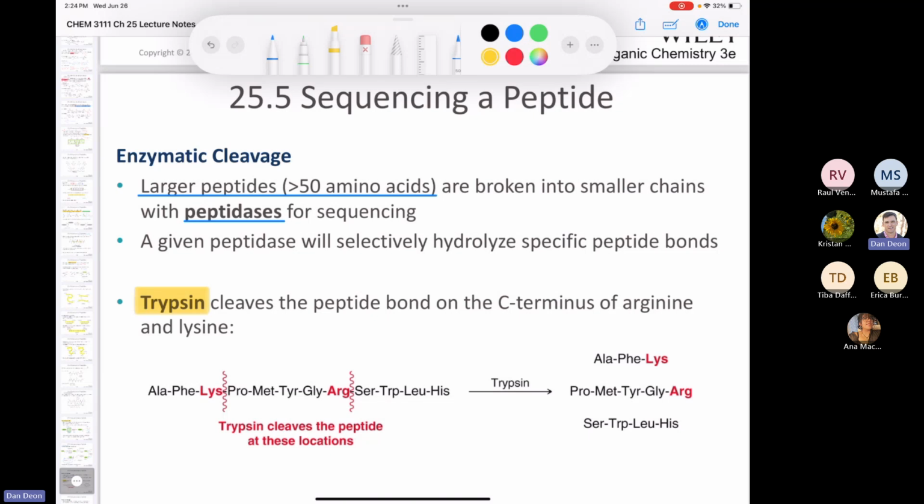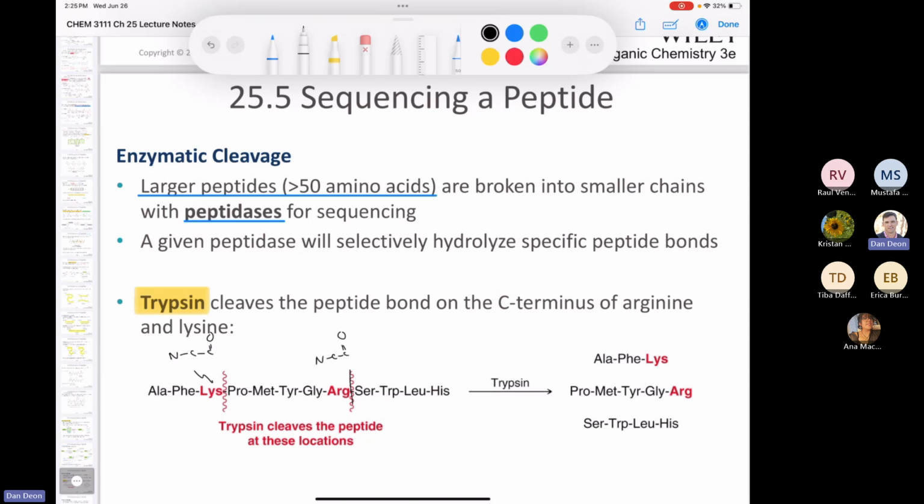So trypsin cleaves the peptide bond at the C terminus side of arginine and lysine. And what do you notice about arginine and lysine? Both of them are basic. It doesn't include histidine. But remember that for each one of these amino acids, the order goes N, C, carbonyl. So that's why it cleaves on the right-hand side of the lysine. And then the same thing for the arginine. Again, it goes N, C, carbonyl, and so it hydrolyzes on the right-hand side.